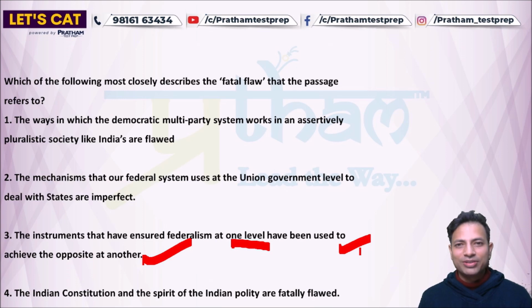Okay, and yes, start your preparation, pull up your socks. You don't have time to waste, let me tell you that. And stay tuned for more tips, more tricks. And yes, we at Pratham are there to help you.